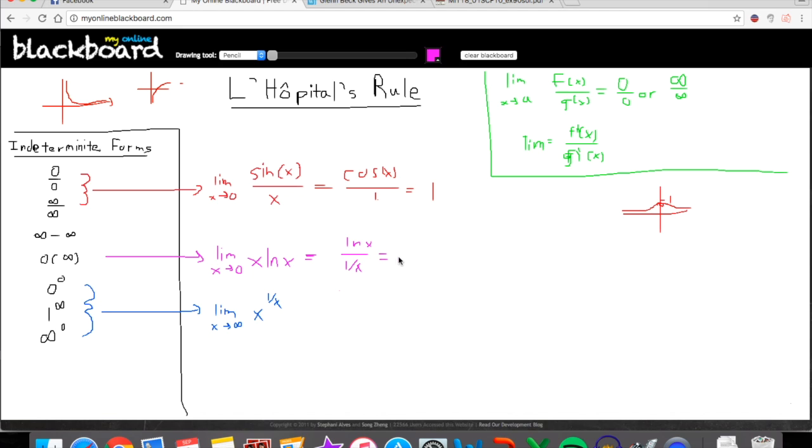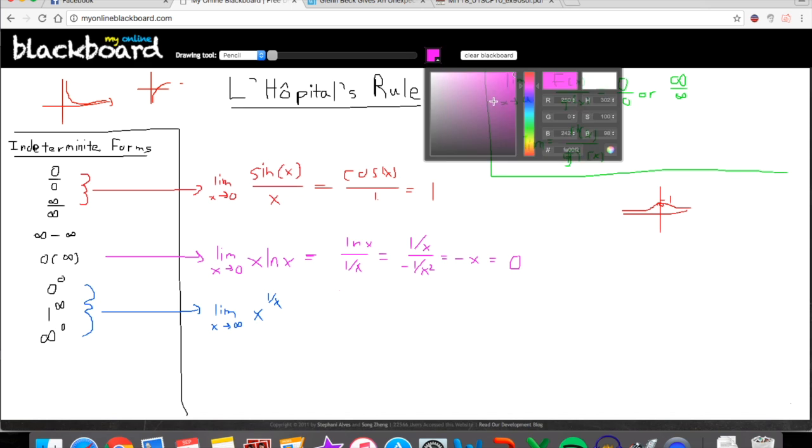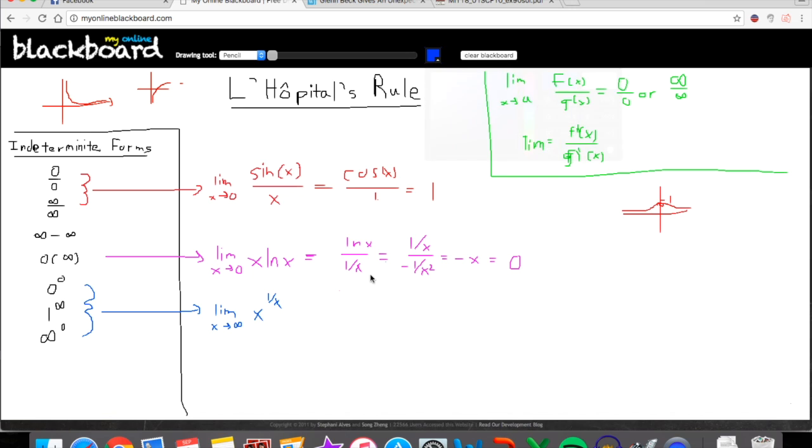And now we can take the derivative at the top and bottom. What you get is 1 over x, because the derivative of ln x is 1 over x, and then over the bottom is negative 1 over x squared, just by using your power rule. You can look at my past videos if you want to learn how to take these derivatives. And then you can simplify this by dividing them, and what you're going to end up with is negative x, and you just plug in 0, and you get that the answer is 0. So this technique, as you can see, is just rewriting this so that you have a fraction form. Now let's do the last one.